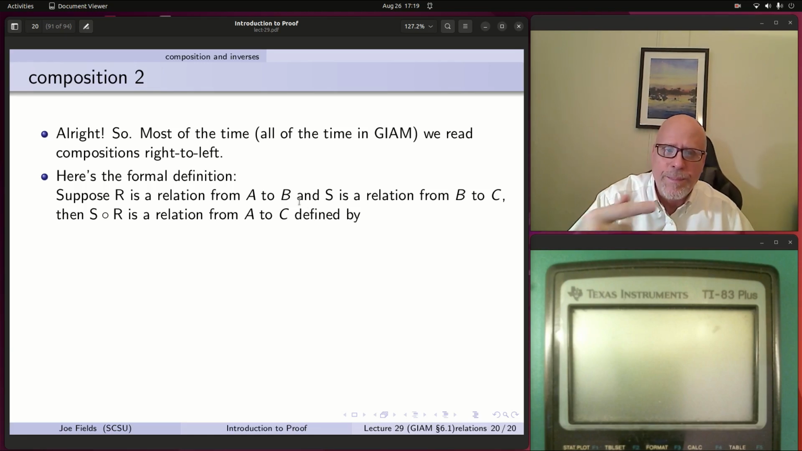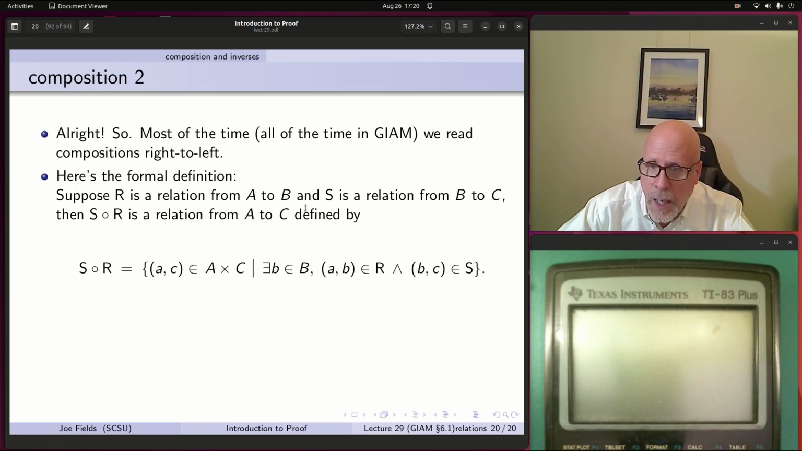Well, here's the prologue to a formal definition. You need R to be a relation from A to B, and S to be a relation from B to C. Then S composed R is a relation from A to C defined by this. Well, it's not as bad as you might think.